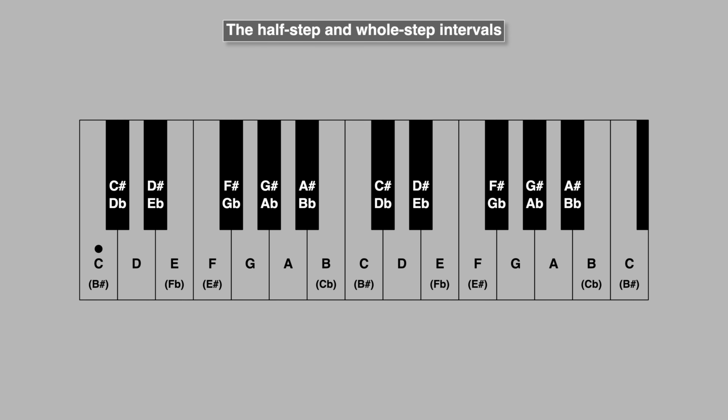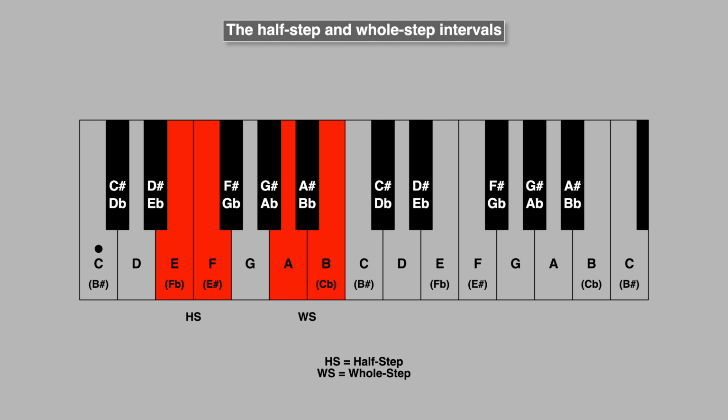An interval is the distance between two notes. The half-step interval is the smallest interval. On the piano keyboard, it is the distance between a key and its nearest key to the left or right. For example, the distance between the notes E and F is a half-step interval, as there's no key in between. The whole-step interval equals 2 half-steps.